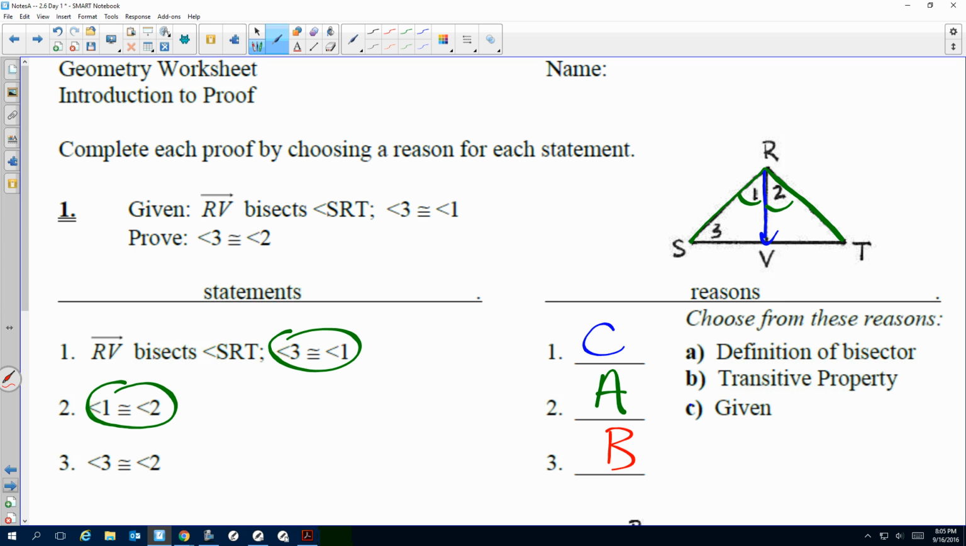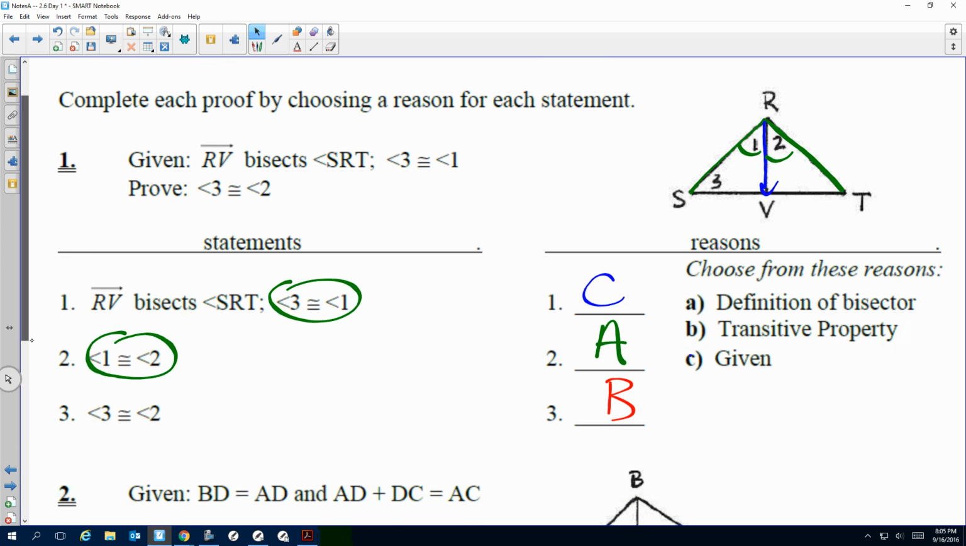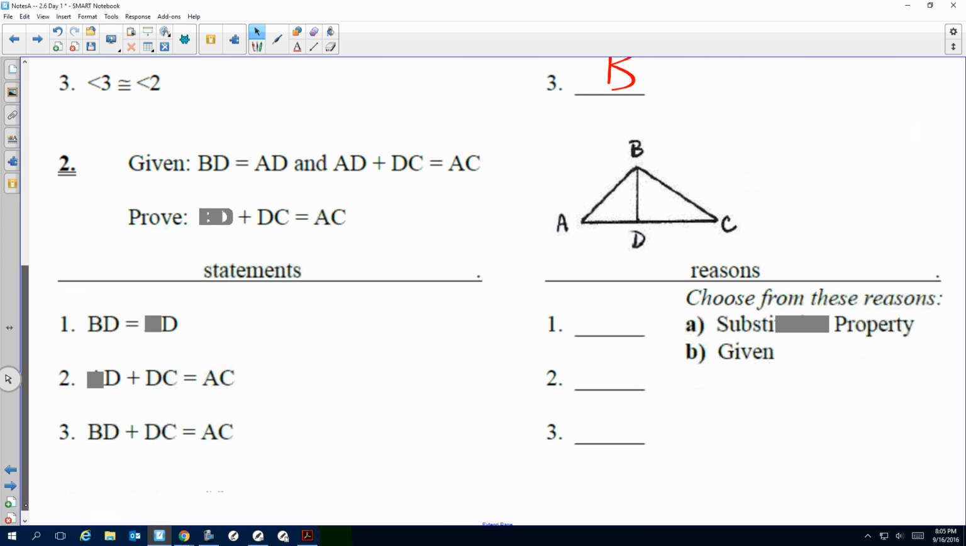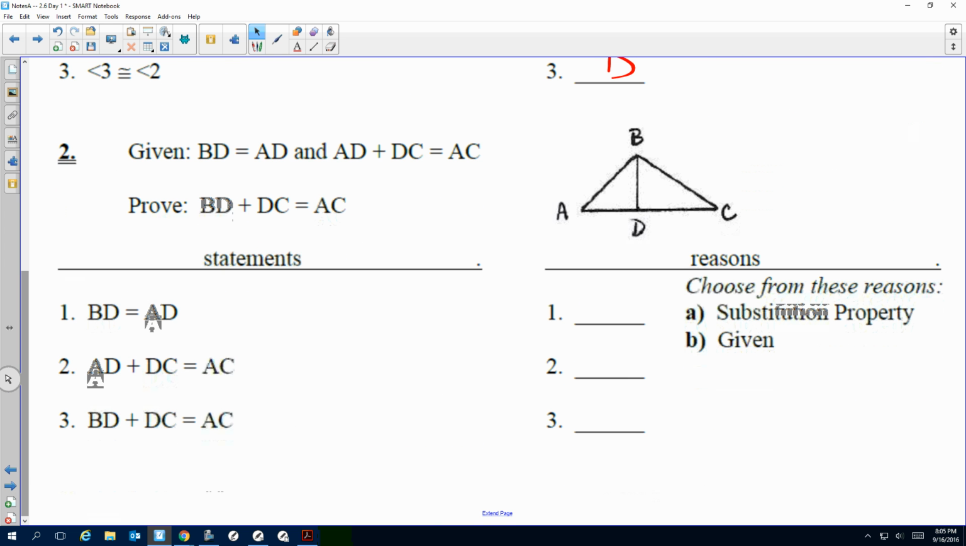So basically on this page, we want you to choose a reasoning to justify the statement that's given using the figure that we have up here. And we had it in the first one, you can have more than one given statement. So that first part, BD is equal to AD, that is a given. And then AD plus DC equals AC, that was also a given. Then you should know what the last statement is going to be.